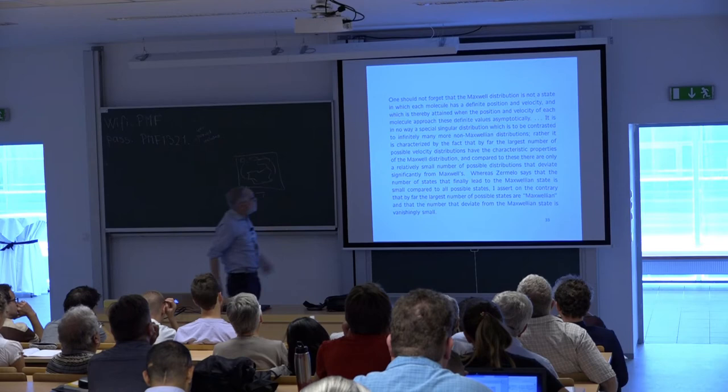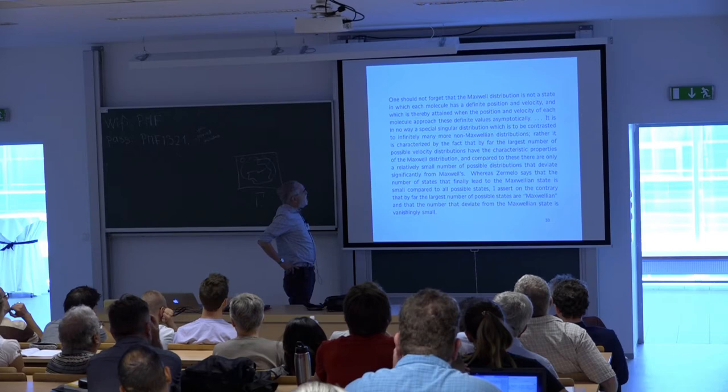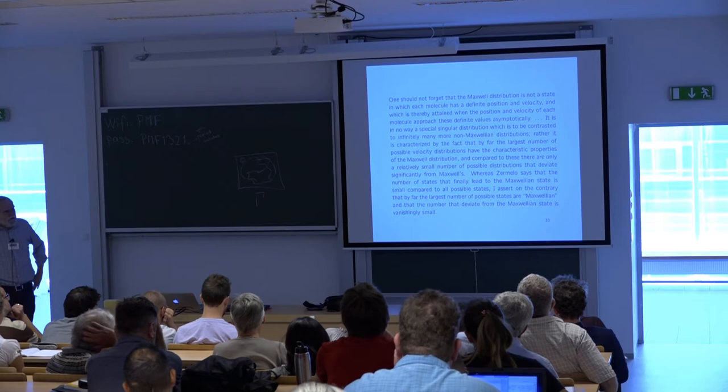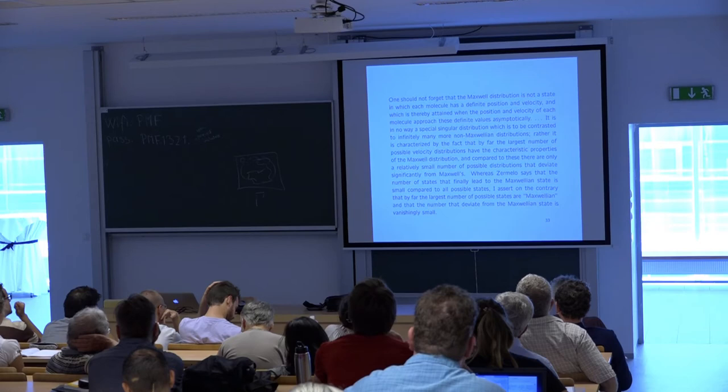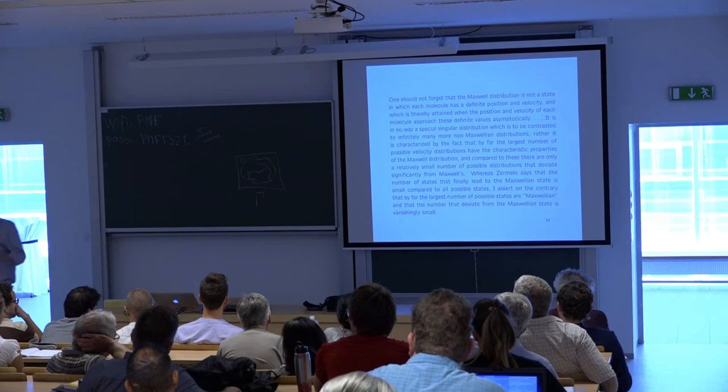And compared to these, there are only a relatively small number of possible distributions, that is phase points, that deviate significantly from Maxwell's. Whereas Hermilo says that the number of states that finally lead to the Maxwellian state is small compared to all possible states, because of Poincaré recurrence, I assert on the contrary that by far the largest number of possible states are Maxwellian, and that the number that deviate from the Maxwellian state is vanishingly small, 10 to the minus 10 to the 20 by comparison.